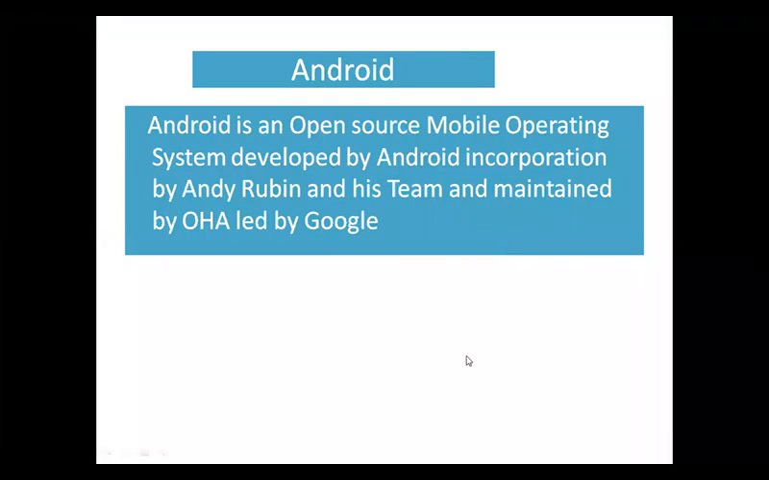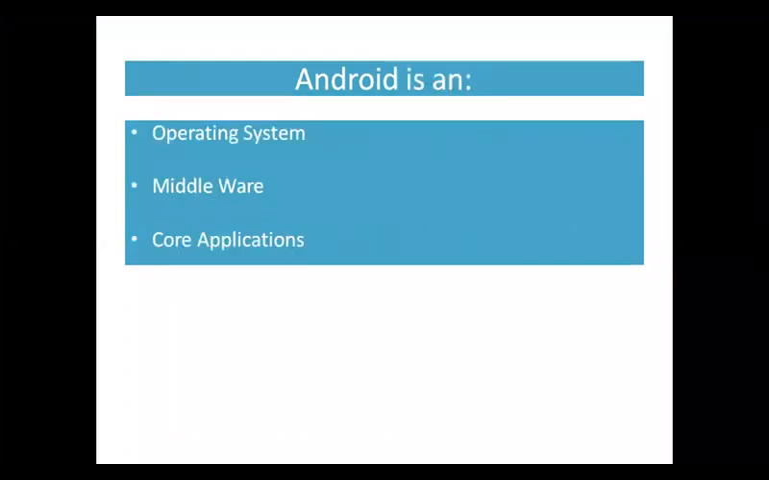Android mainly consists of three things: an operating system, middleware, and core applications. Android is an open operating system, Android is middleware, and Android has core applications. So what exactly is the operating system? When you are going to interact with mobile applications, we need an OS, that is, the kernel.